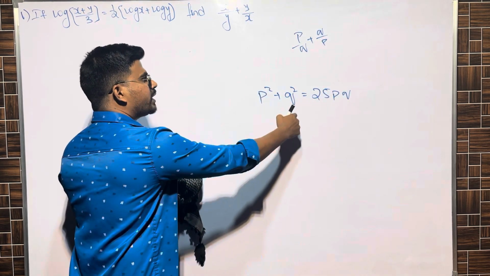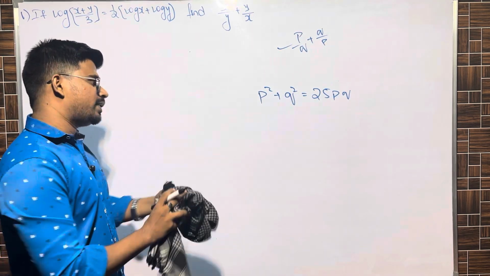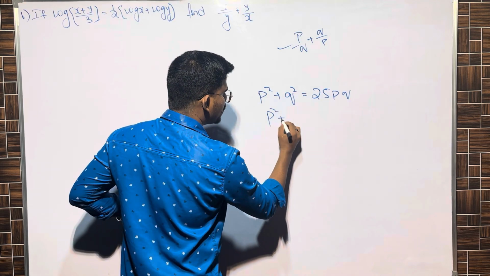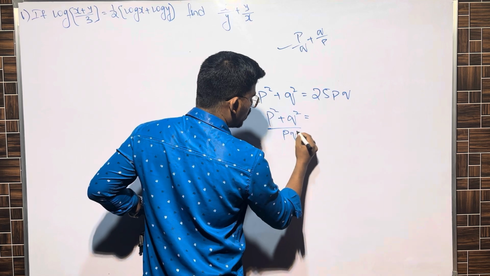Okay, so this is what is given and this is what is asked. I'll tell you what the relation is between this question and this question. First focus on this: p square by q square is by pq is equal to 25.